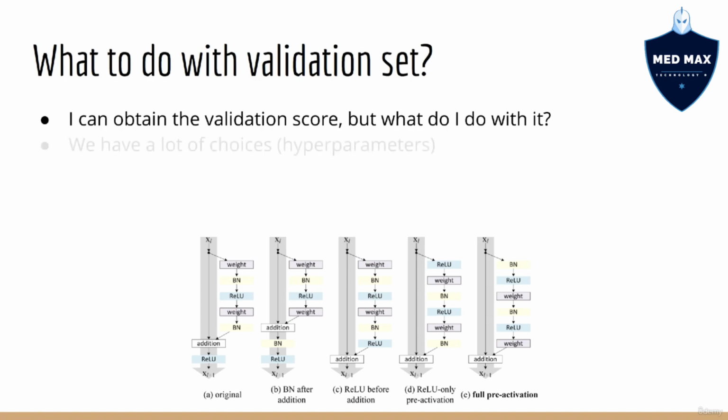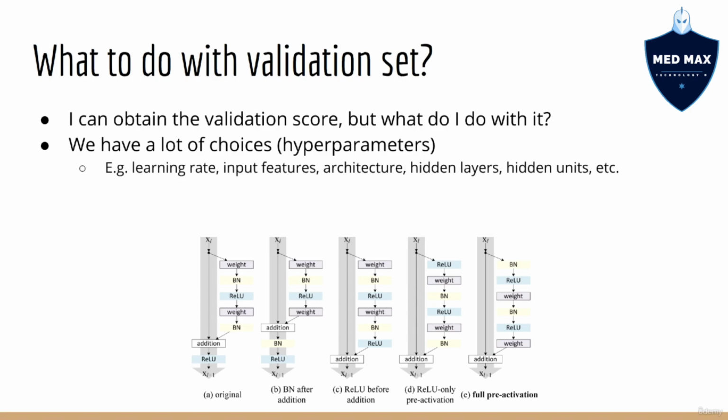Recall that in machine learning, we have a lot of choices. We call these choices hyperparameters. For example, in gradient descent, we have to choose the learning rate. We can't learn the learning rate. As you learn more about different variants of gradient descent, you will have to choose between those variants, and then among those variants, there are yet more choices of hyperparameters.